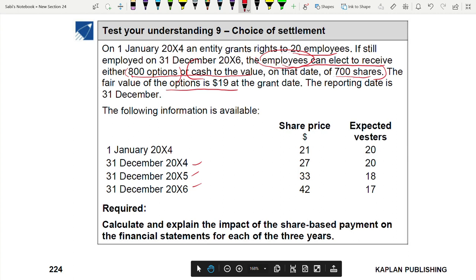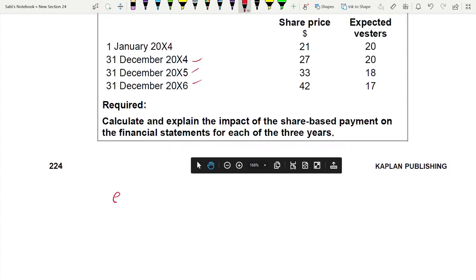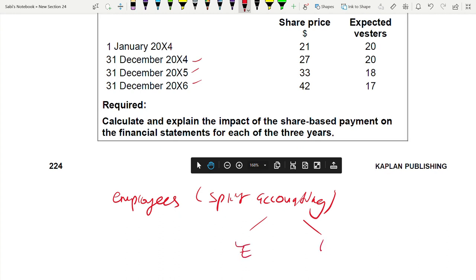So here, who has the choice is the important question you need to ask. Who has the choice of settlement? Entity or the counterparty? It is the counterparty, the employees, not the entity. They have the choice. So because they have the choice, you have to do split accounting. What is split accounting? You have to split the credit entry between equity and liability. EL. This is what you have to do.